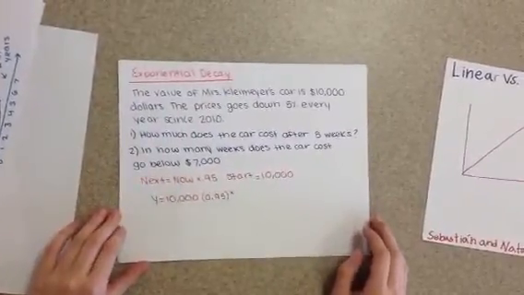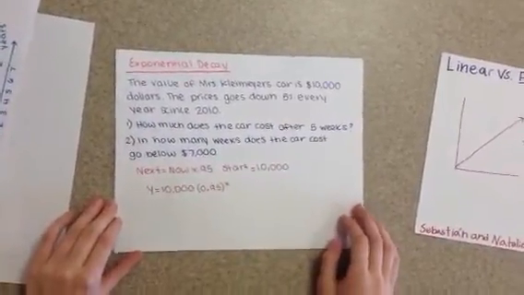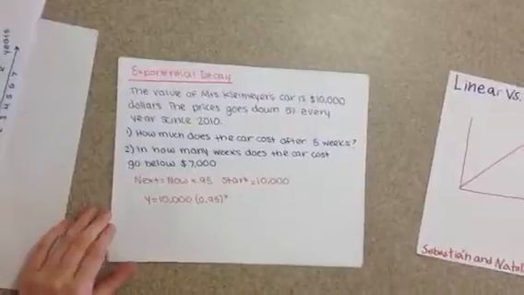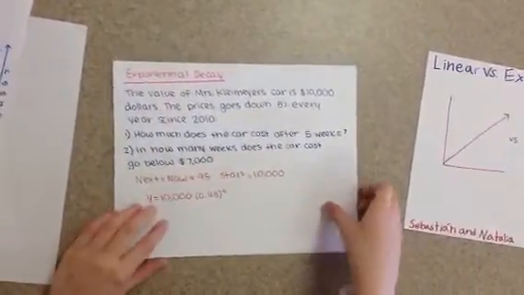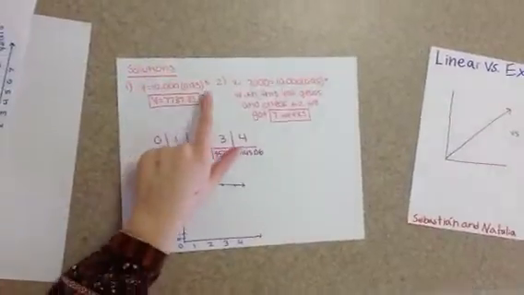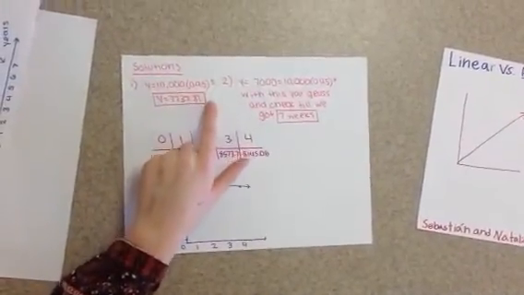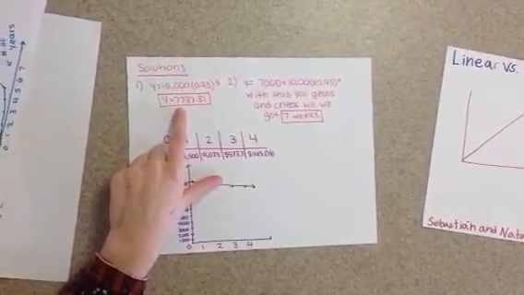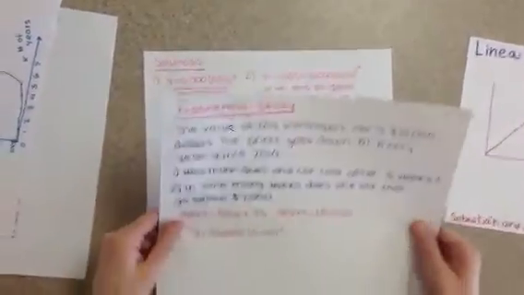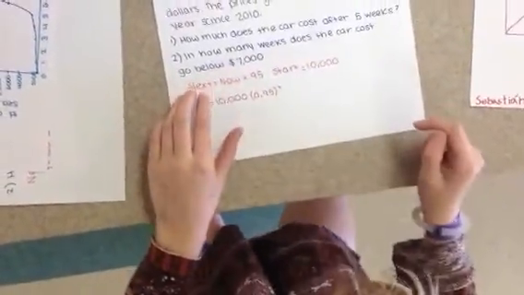The value of Miss Clymer's car is $10,000. The price goes down 5% every year since 2010. Our first question is, how much does the car cost after 5 years? What we did for that was we plugged in 5 as the exponent for x, and we got $7,737.81.